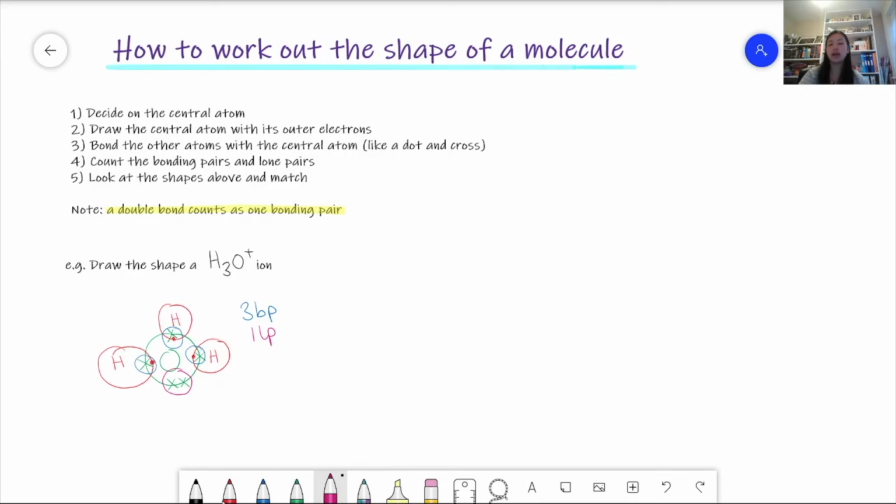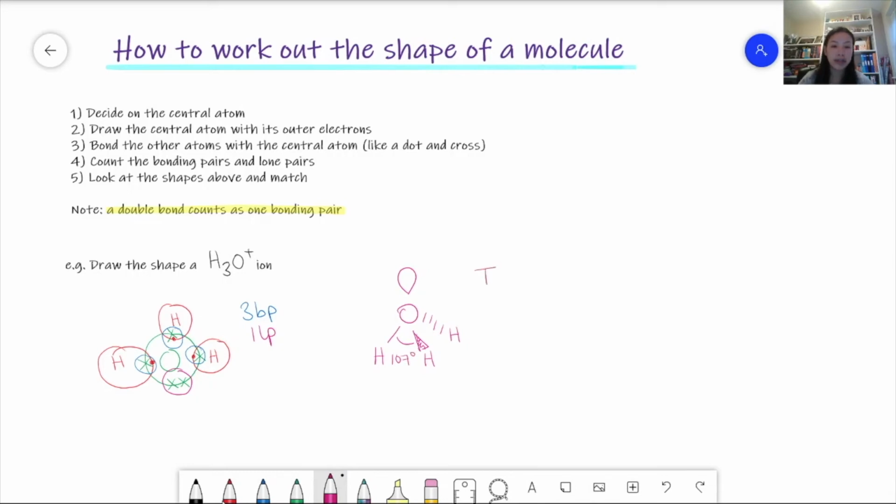And if we have a look back at the shapes that we learned before, this actually corresponds to a trigonal pyramidal. So the one which is a triangular pyramid but slightly squished. So it looks like this. Here are the 3 hydrogens. And then this is the lone pair. And this angle should be 107 degrees.